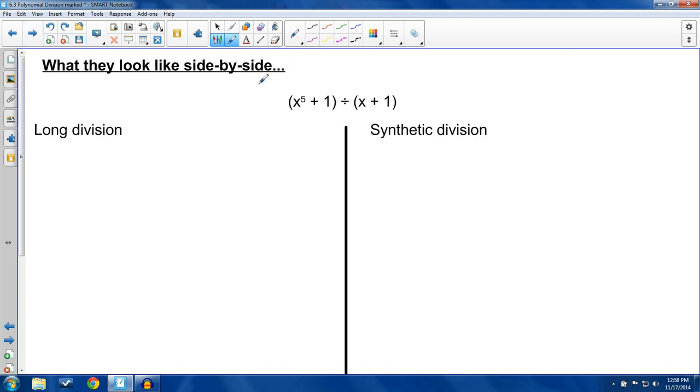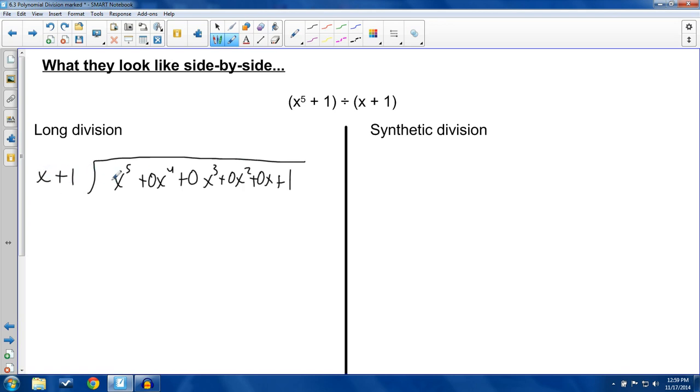Okay, what they look like side by side. Let's go and do these. I want to rush through this a little bit more because I want to talk about remainders next. Long division. This time, if you saw the placeholders for synthetic division, they can help equally as well for long division too. If I do x to the fifth plus 1, I also want to include plus 0x to the fourth plus 0x cubed plus 0x squared plus 0x plus 1. The reason being, it's easier to subtract when you see exactly what you're writing over.